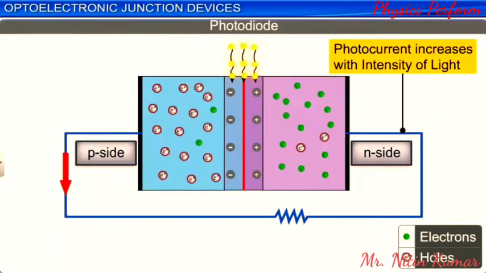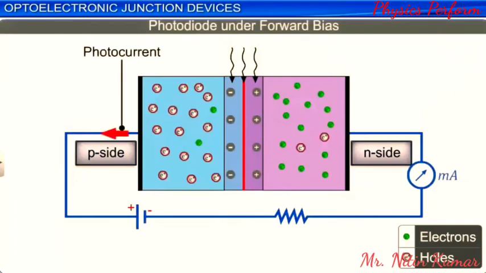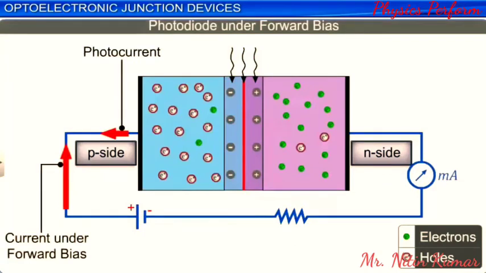The magnitude of the photocurrent is too small compared to the large current that flows through the diode under forward bias. Thus, the change in photocurrent with change in the intensity of light is very difficult to measure when a diode is operated under forward bias.